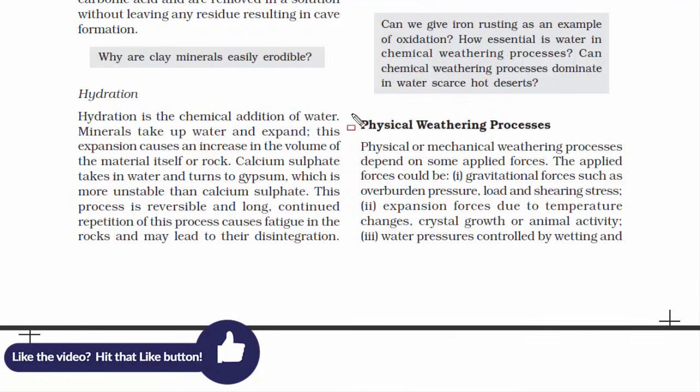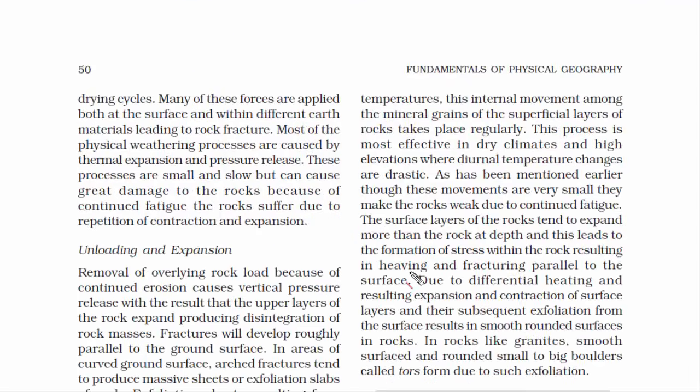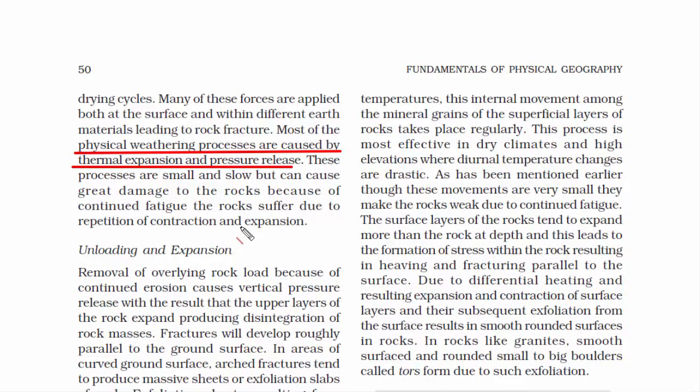Now we will read about physical weathering processes. Physical weathering is also called mechanical weathering. And this process is dependent on some applied forces like gravitational forces, then expansion forces due to temperature changes, and finally water pressure. Most of the physical weathering processes are caused by thermal expansion and pressure release. Always remember these two terms, thermal expansion and pressure release. Now we'll go through some different types of weathering that come under physical weathering.